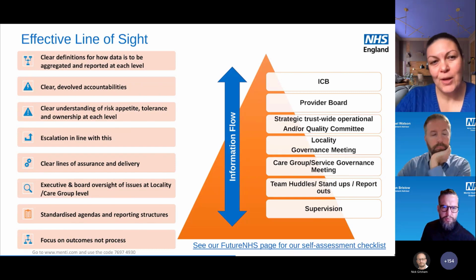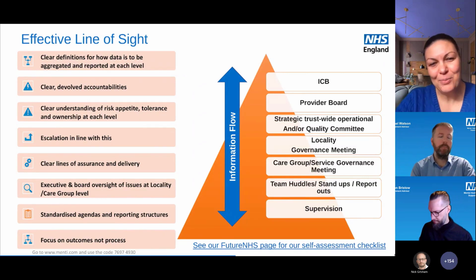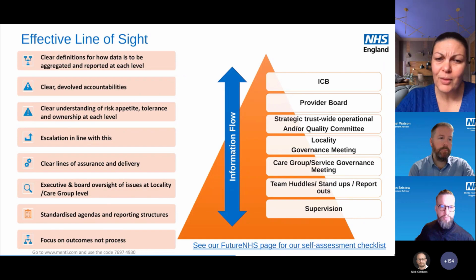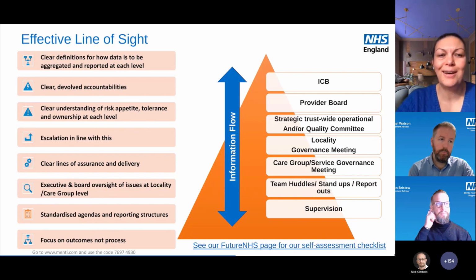So on the other side, we'll start digging a little bit deeper as to what each level of the organization needs to have, that effective line of sight. I like to think about it as a golden thread between board to floor and floor to board, where the work happens at a team level, all the way up to the board and back. So we need a clear definition of how data is to be aggregated and reported at each level. This is pivotal to patient flow.